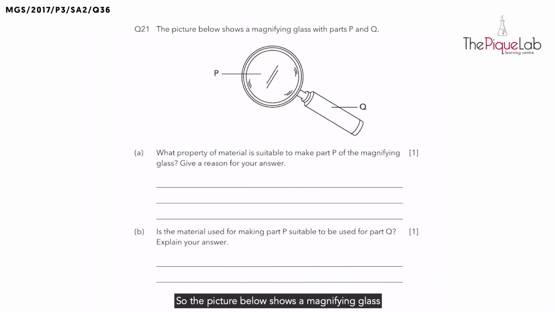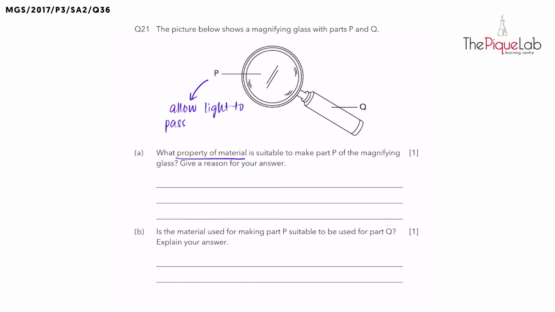So the picture below shows a magnifying glass with parts P and Q. The question is asking what property of material is suitable to make part P of the magnifying glass, and we are to give a reason for our answer. So part P is the part we use to look through the magnifying glass. And in order for us to see through it clearly, it has to allow what to pass through? Yes, allow light to pass through. So let's write down, allow light to pass through.